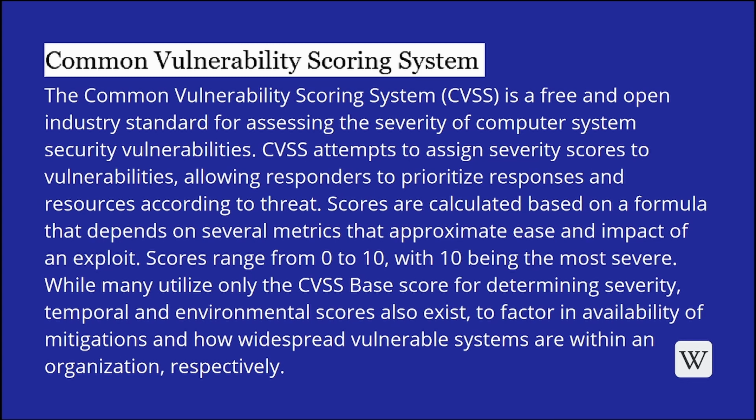Scores are calculated based on a formula that depends on several metrics that approximate the ease and impact of an exploit. Scores range from 0 to 10, 0 signifying the lowest threat and 10 standing for the most severe threat. While many utilize only the CVSS base score for determining the severity, temporal and environmental scores also exist to factor in availability of mitigations and how widespread vulnerable systems are within an organization.